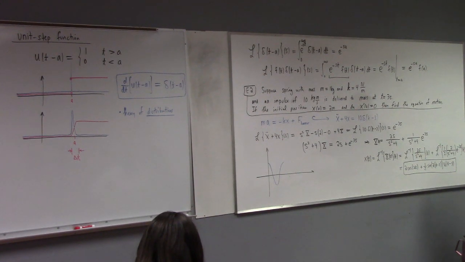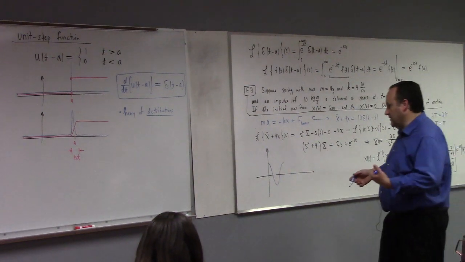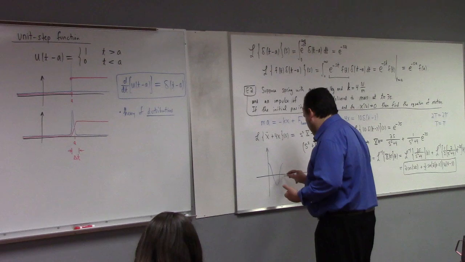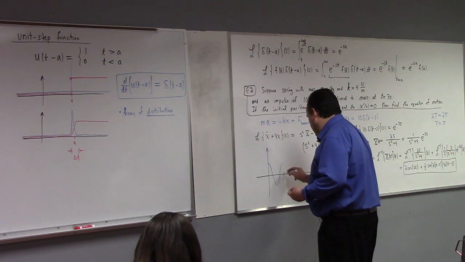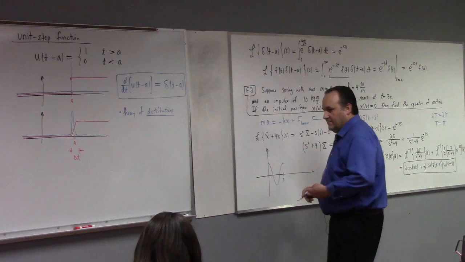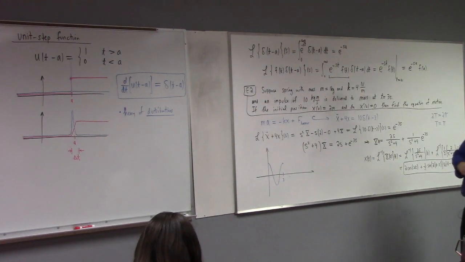From time 3, what's the period of 2t? 2 times the period is equal to 2 pi, so my period is pi. So at time 3, we're almost a full cycle from the start, because the period's pi. And then the hammer hits the mass, whack. And after that, we have that still, but now plus 1/2 this.